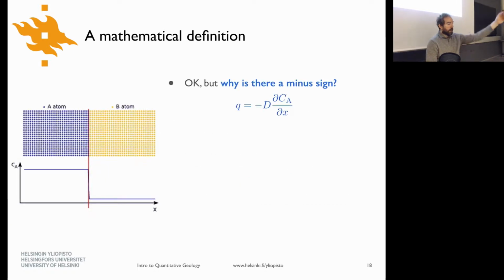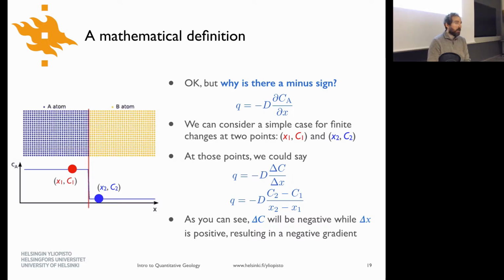So yeah, why is there a minus sign here? Any idea? It shows how it decreased in the area it was. That's it. Yeah, that's close.